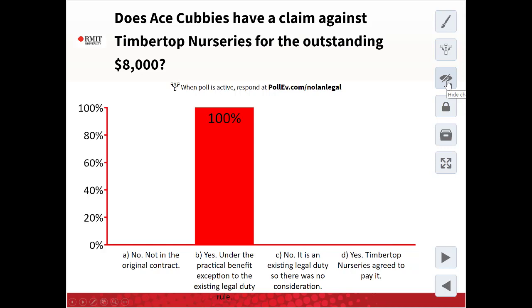All of the students saw that, yes, they would have a claim under the practical benefit exception to the existing legal duty rule. The fact that there was no consideration for that promise to pay the $10,000, of which $8,000 hasn't been paid yet, didn't matter, because you would be able to find the practical benefit exception applied, on the balance of probabilities, if you sued for it.